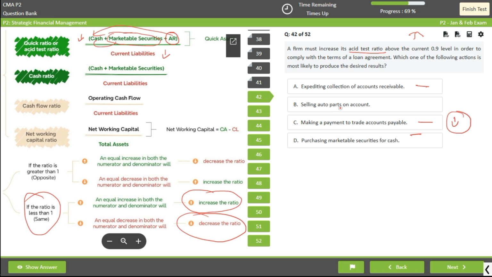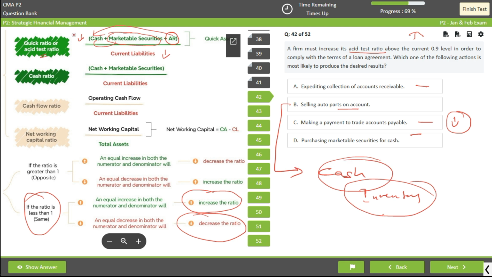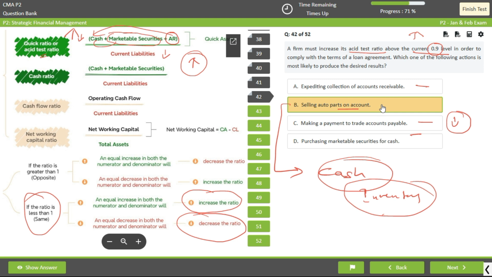Selling auto parts on account. Selling auto parts on account means your receivable is increasing and your inventory is going out. And inventory is not included while calculating the quick ratio or acid test ratio. That's why, if you are increasing your cash, this means your cash is increasing. So this will increase your acid test ratio or quick ratio, and we need the acid test ratio to go above the 0.99 level. So this is the correct option which will increase your quick or acid test ratio.